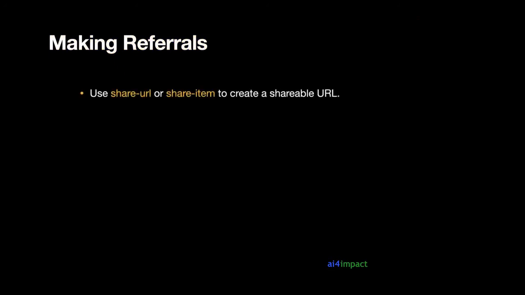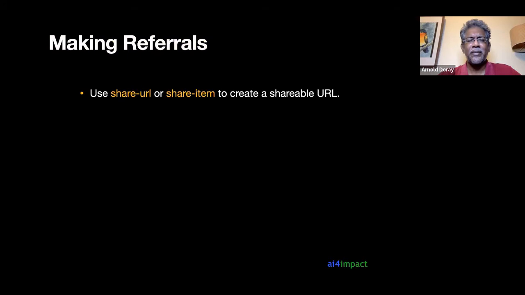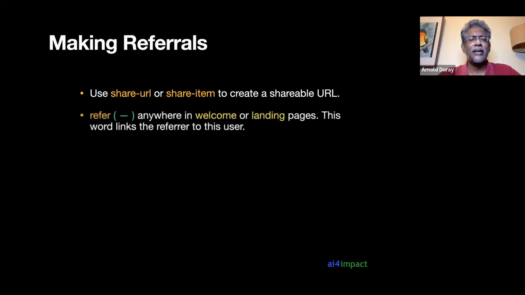So just to recap, you first use share URL or share item along with the landing pages and so on to create a shareable link or URL. And you use the word refer anywhere in your welcome or landing pages, and this links the referrer to the person actually clicking on the link itself. The word refer doesn't have any arguments, and it's got no output either. Just put the word refer.